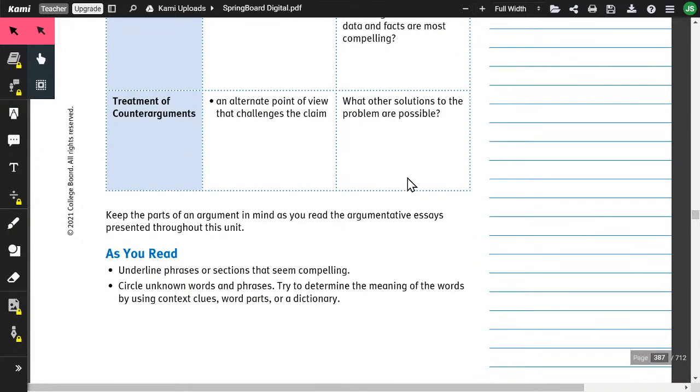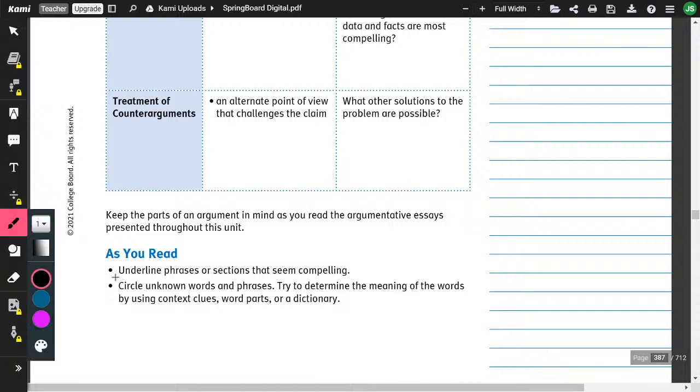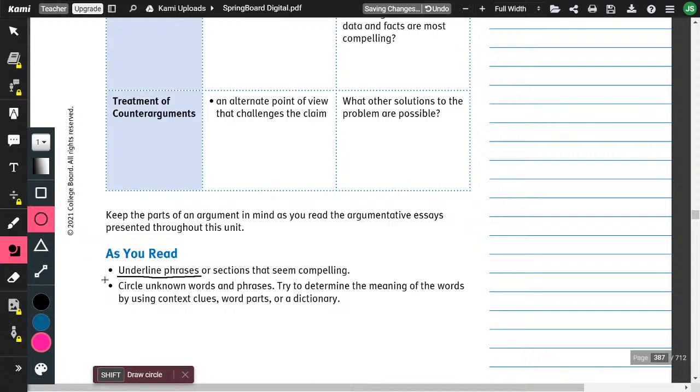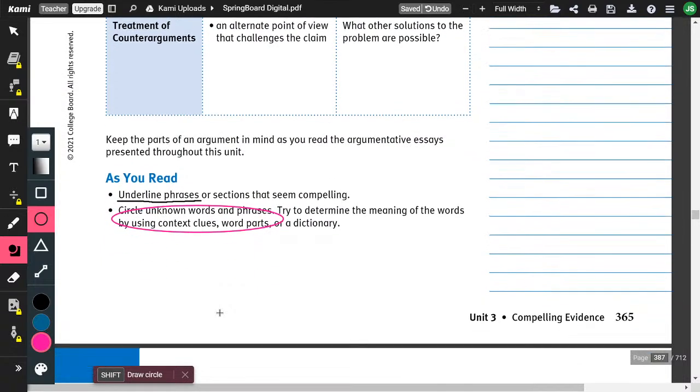So we're going to read a speech here from someone who put forth an argument, and I want you to underline phrases. Let's see if I can do this with my mouse here. Underline phrases or sections that seem compelling. And I want you to circle unknown words and phrases. Circle those. And try to determine the meaning of those words using context clues, word parts, or if you have to, you can always use a dictionary in my class.